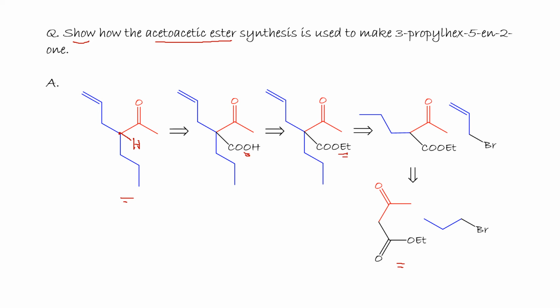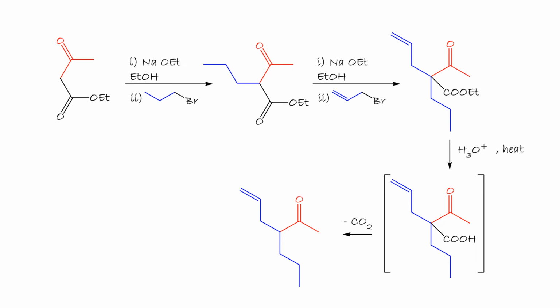Now, what we do is cut on one of the R groups, so we alkylate this using allyl bromide, and this comes from the ethyl acetoacetate with bromopropane. This is a complete retrosynthetic vision.